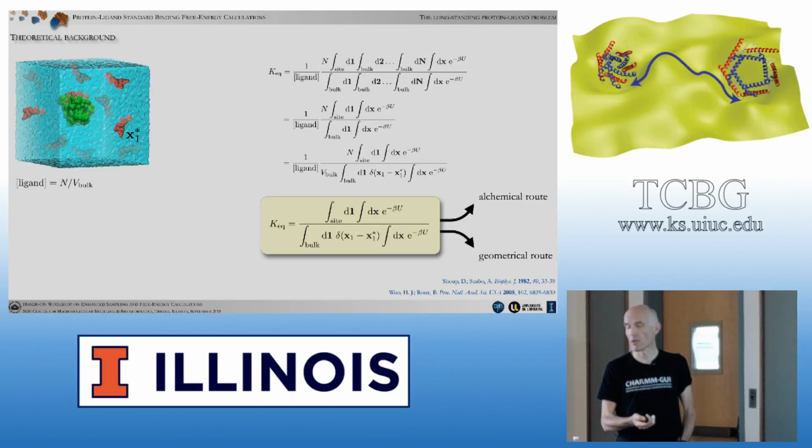And as such, there's nothing much I can do with it in terms of brute force. That's where free energy calculations are coming into the picture. So I will show you now that we can follow two routes that are very distinct in nature. One is an alchemical route, the other one is a geometrical route.